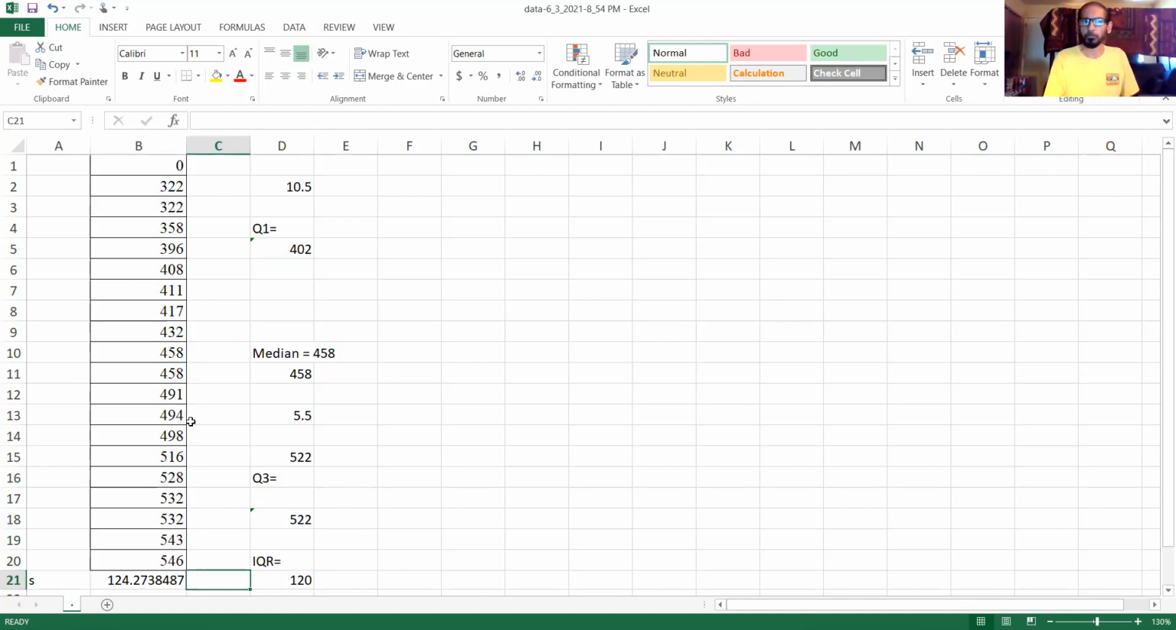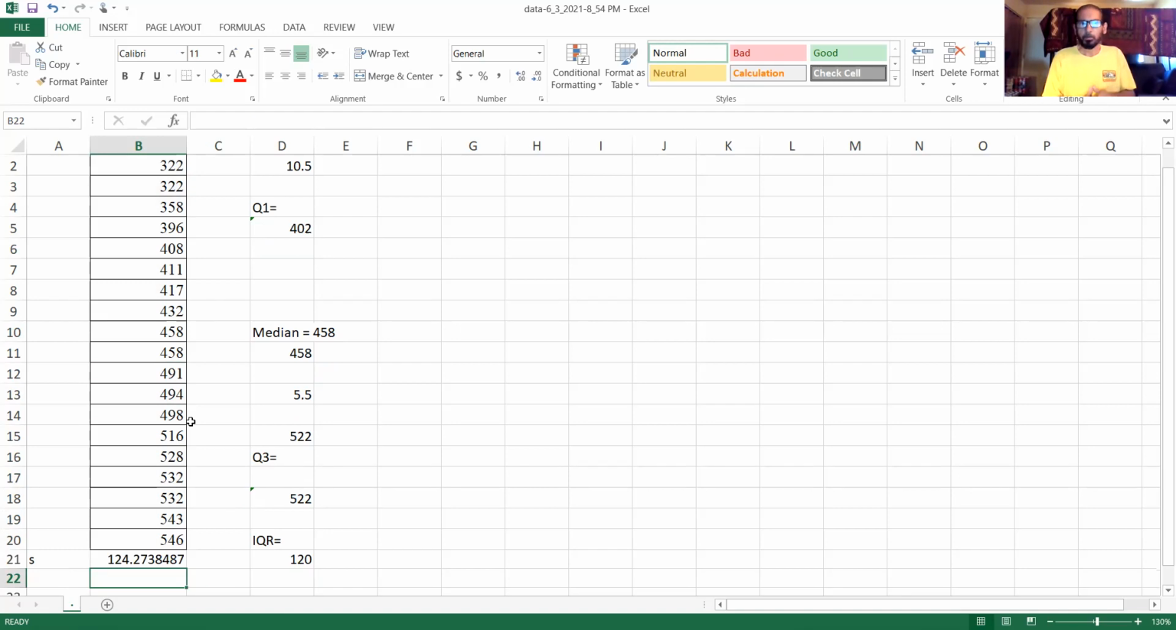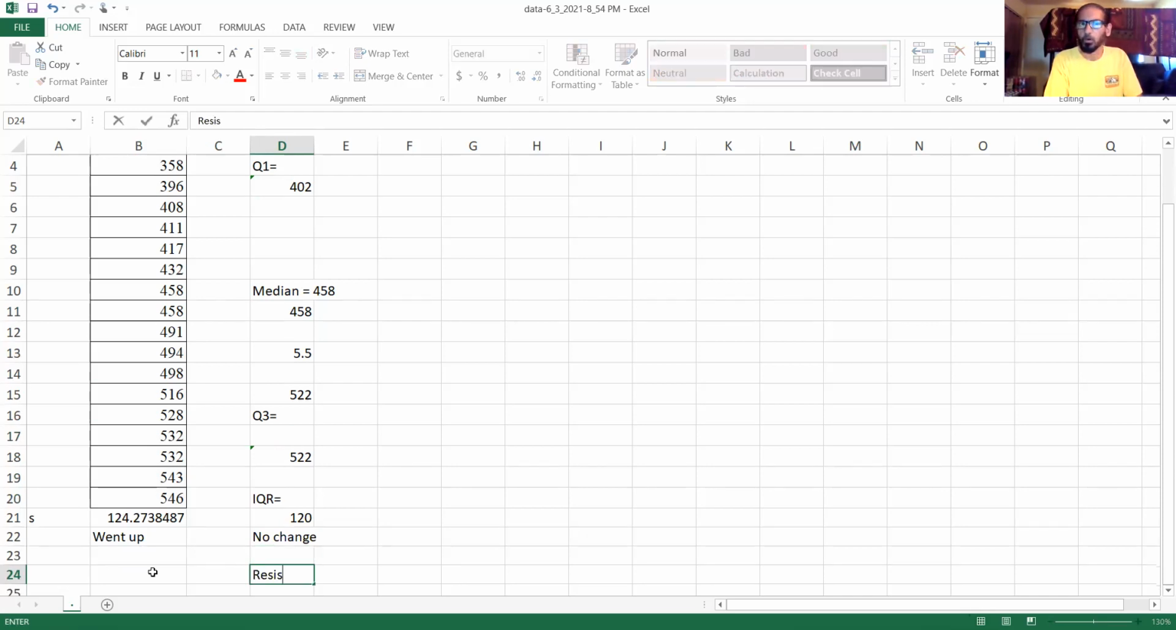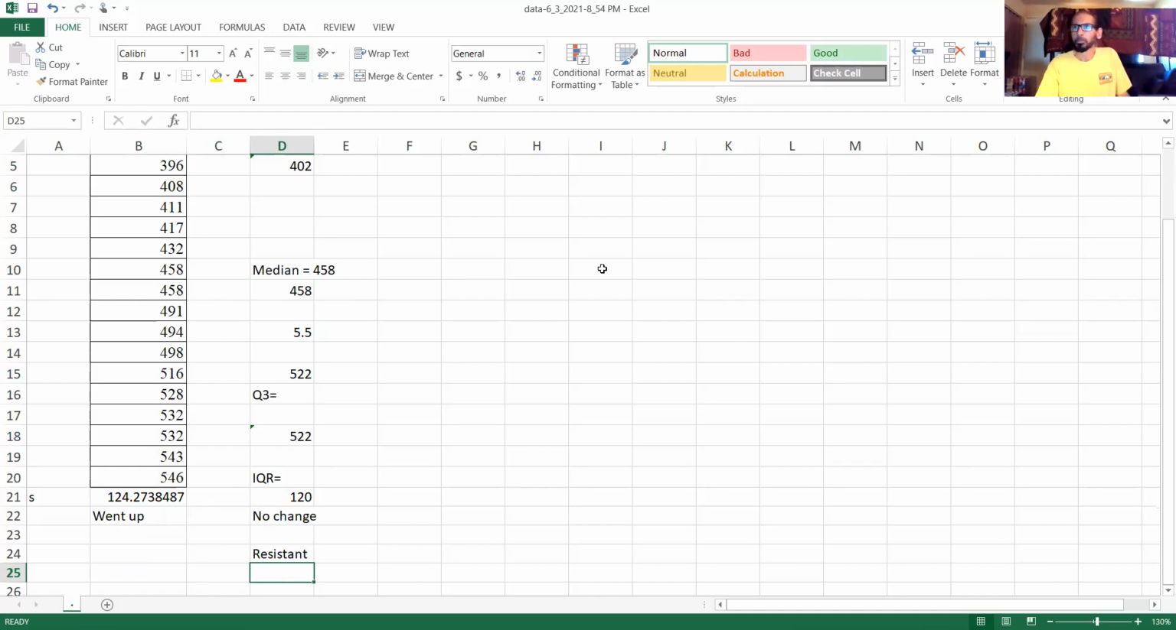So what this illustrates is that the standard deviation went up. The interquartile range had no change. And what this illustrates is that interquartile range is either resistant or at least more resistant. You could get some sets of data where a particular change would cause both the standard deviation and the interquartile range to change, but interquartile range would at least change less.